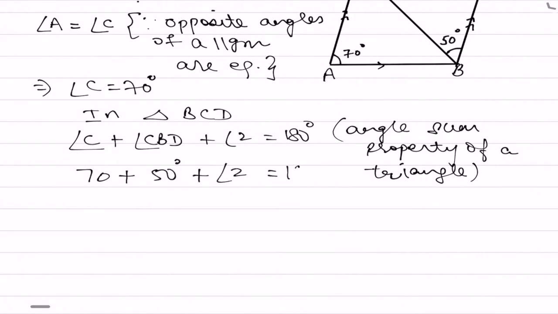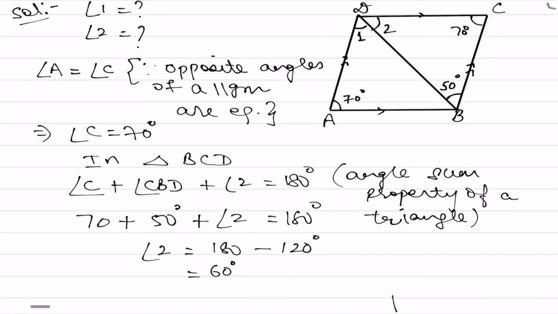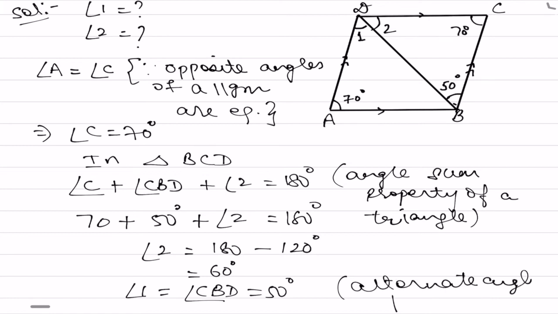So angle 2 value is 180 minus 120, that is 60 degrees. Now we have to find out the value of angle 1. So in the figure we can see that angle 1 and angle 50, because AD is parallel to BC, so angle 1 and angle 50 are alternate angles. So angle 1 is equal to angle CBD, that is equal to 50 degrees, because these are alternate angles.